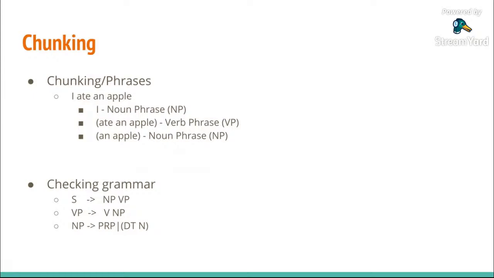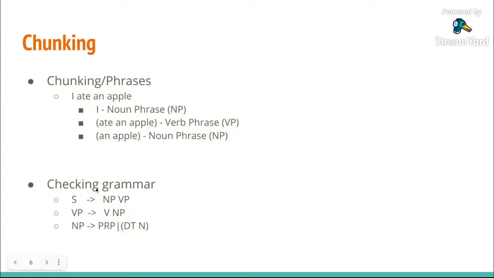So the next application is chunking. Chunking, or phrasing, is nothing but taking the sentence and grouping it into meaningful groups. For example, if you take I ate an apple, I is a noun phrase. A noun phrase consists of a pronoun, or a determiner followed by a noun. Similarly, an apple is a noun phrase. And ate is a verb, and a verb followed by a noun phrase is called a verb phrase. This kind of chunking helps in checking the grammar of the sentence in the majority of cases.